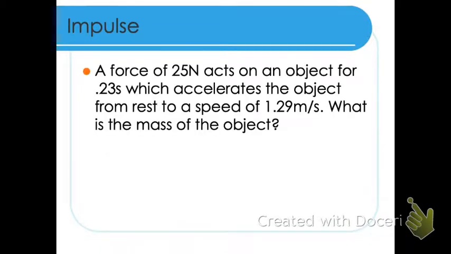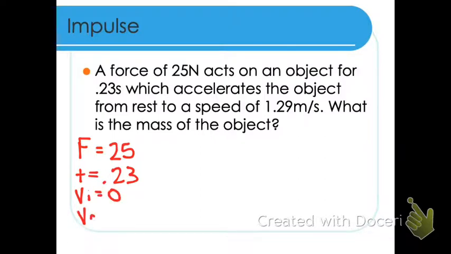All right, I don't want to do that one right now. Let's try this one. So we have a force of 25, sorry. T equals 0.23. My velocity initial equals 0. Velocity final equals 1.29. Now I'm looking for mass.